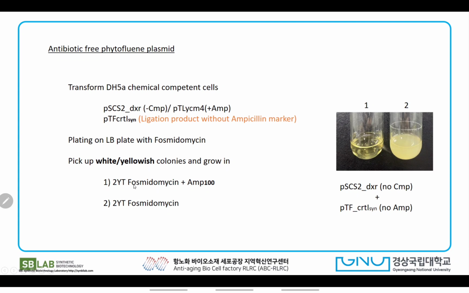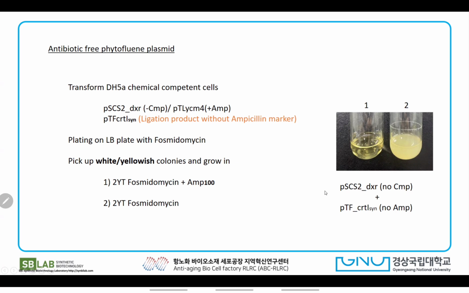Here, the colony should not be able to grow on the ampicillin media, because the cells harboring these two plasmids, PSCS2 with chloramphenicol removed and PT phytofluin with ampicillin removed, should not be able to grow on any media containing any antibiotic except phosmidomycin. So in phosmidomycin-containing media they were able to grow, but when ampicillin was added, the same colony was not able to grow.